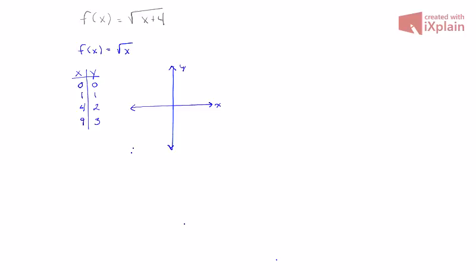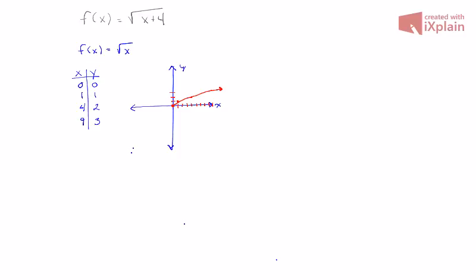If I were to plot this, and I'll plot this in red, so here's (0, 0), (1, 1), (4, 2), and then (9, 3). So my function curves upward, and it's going to continue to climb in that way.